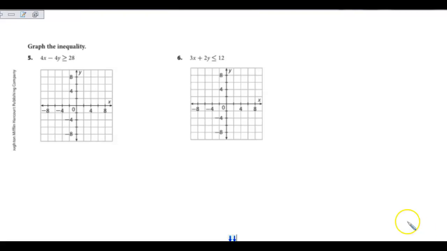All right, so you have these two on your notes. Please take a couple of moments and fill out number 5. I will do it for you, so as soon as you get done with yours, click next and mine will pop up.